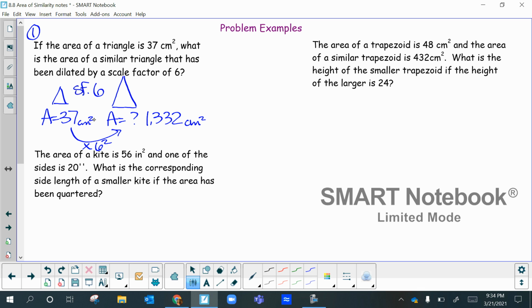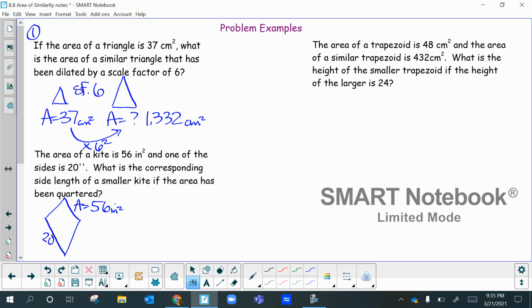It says the area of a kite is 56 square inches, and one of the sides is 20 inches. What is the corresponding side length of a smaller kite if the area has been quartered? So the area has been quartered. That means it's been 1/4 the size. Okay, so we have a somewhat larger kite, and this area is 56 square inches. We'll say one of the sides is 20. We'll just mark it there.